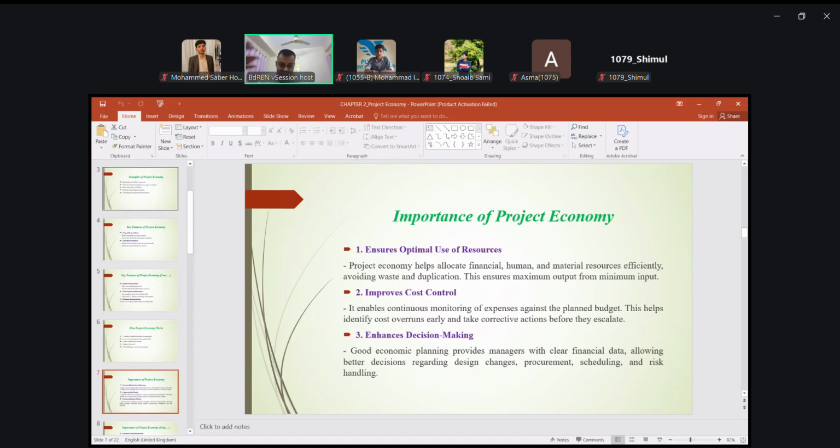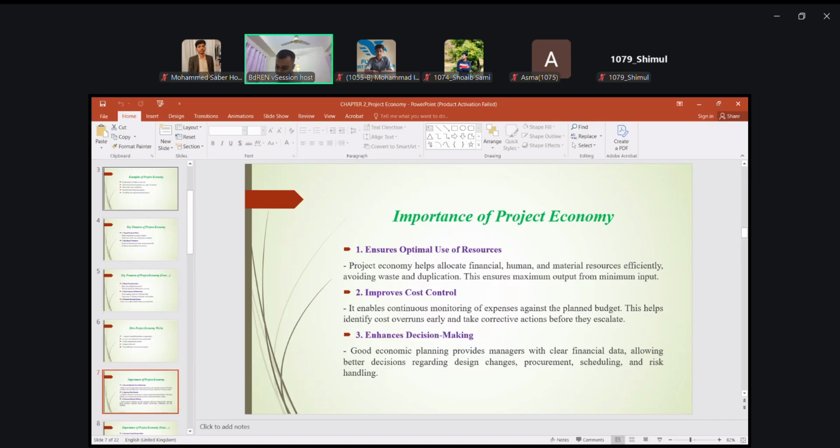If you incur more cost earlier, then you can easily identify it if you have the project economy, and also you can take some corrective actions before they escalate. This is a very important thing, and it means that project economy helps you to improve cost control.